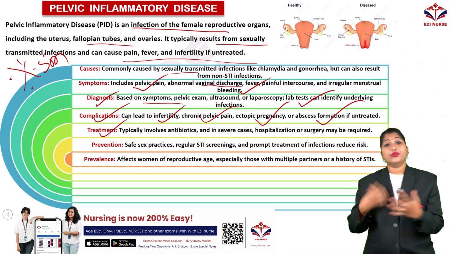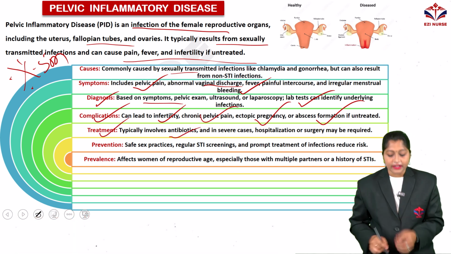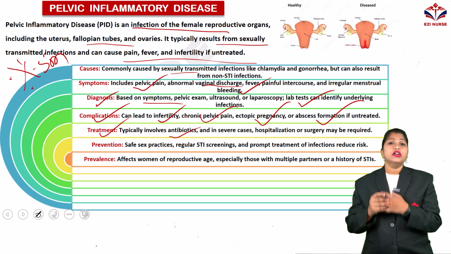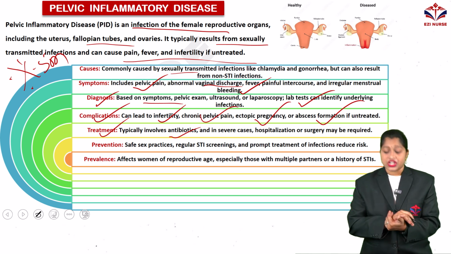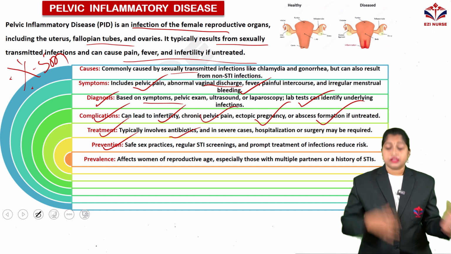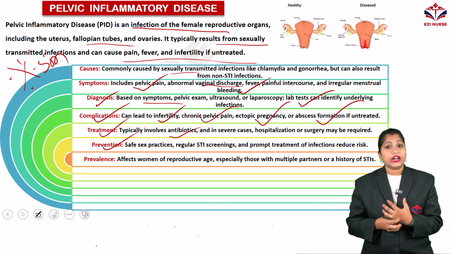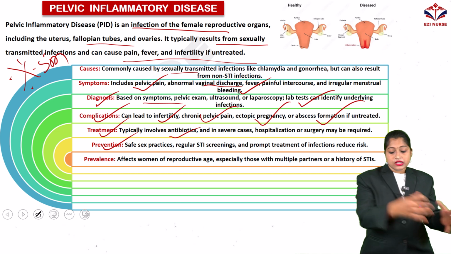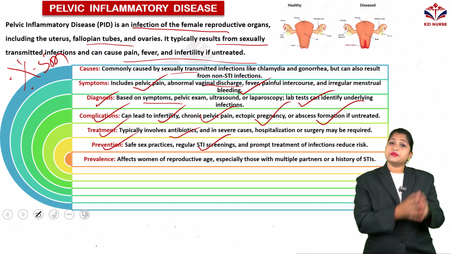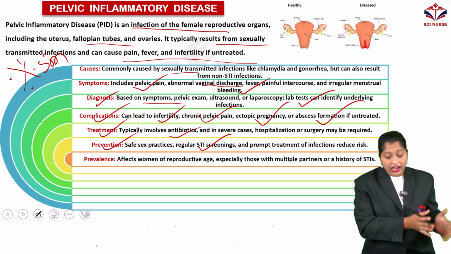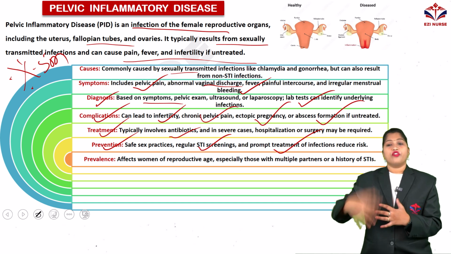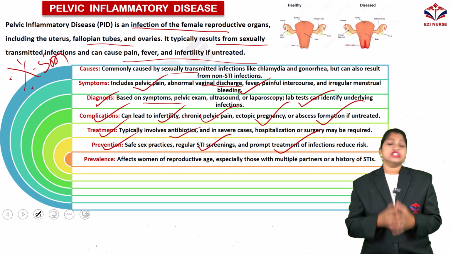The next, you can see how we treat it. Typically, it involves antibiotics, and in severe cases, hospitalization or surgery is required if it is untreated in the earlier stages. So, prevention, you need to practice safe sex. Having safe sex practices is very important in order to avoid sexually transmitted infections. So, regular sexually transmitted infection screenings should be done regularly, and prompt treatment for infection in order to reduce the risk of infections. So, you need to treat the infections properly.